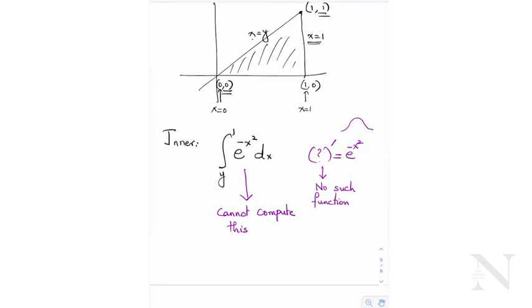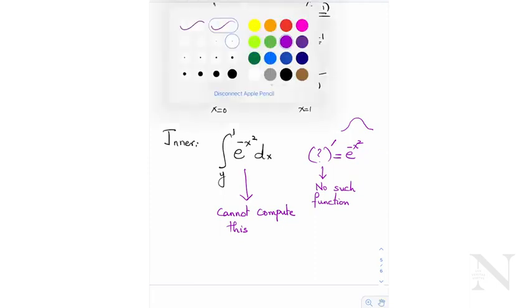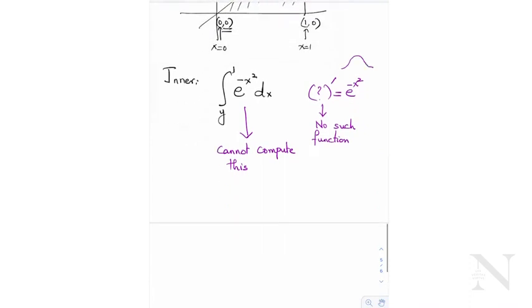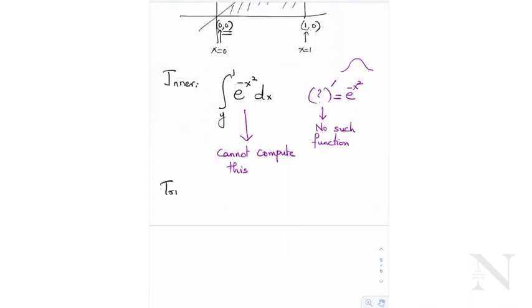If you give it to Wolfram, it'll do some crazy stuff. That's because there are some specialized functions, but those are not what we're doing here. We are dealing with elementary functions, which means the functions you have learned so far. This cannot be done. So the technique here, or the trick here, is to reverse the order of integration.